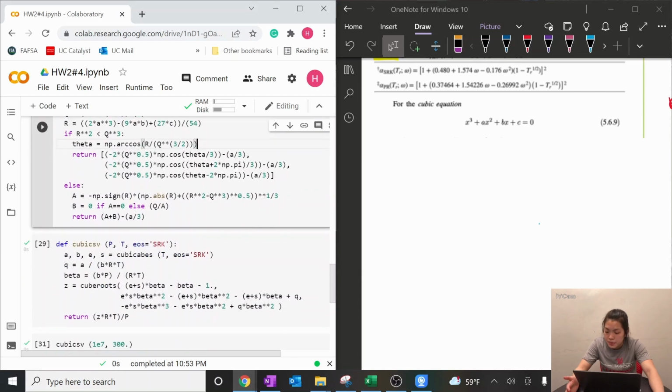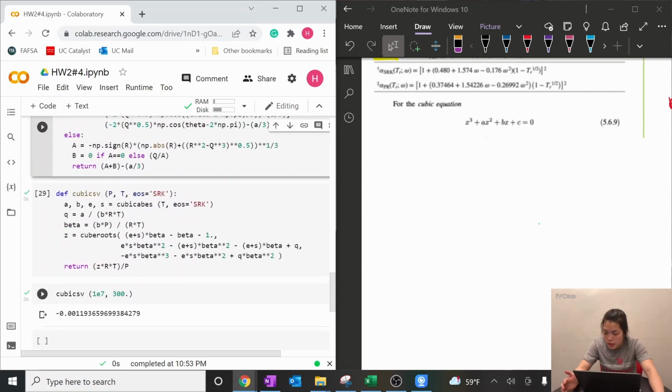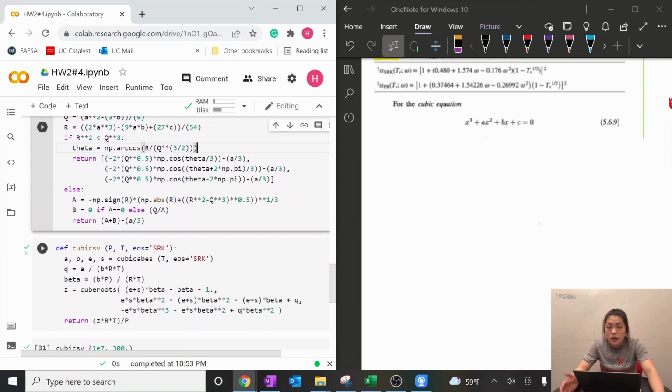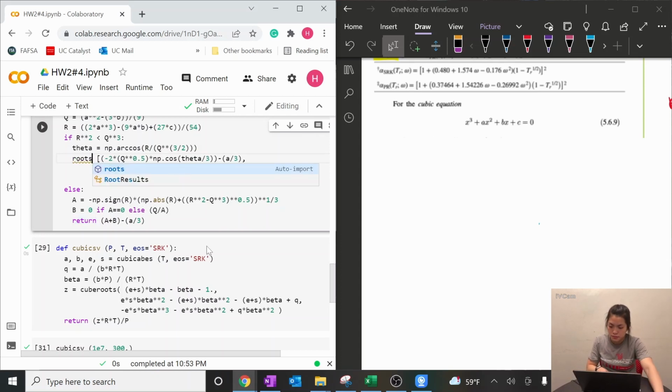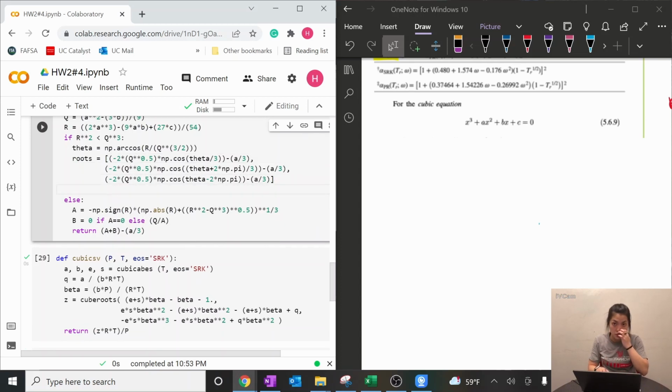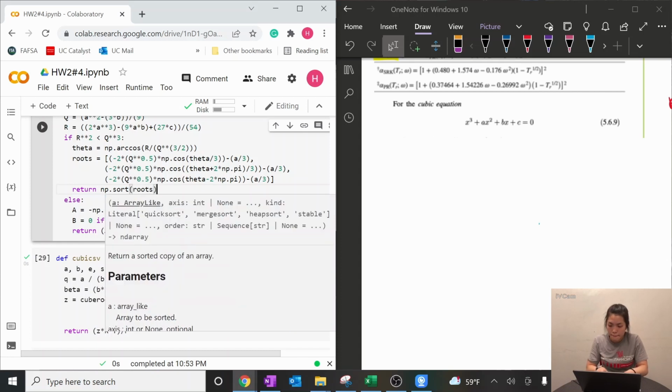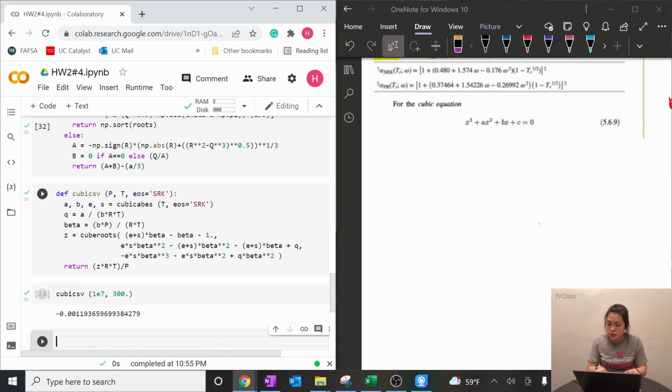Another error that could be why we are not getting 3 values is because this return here, Python may return all 3, but it may not return them in the correct order. So we're going to give this the name roots, and we're going to return the sorted roots, so not just the roots like we did previously, but np.sort roots. Okay, so we're going to shift enter all the way through and see if that solves our issue.